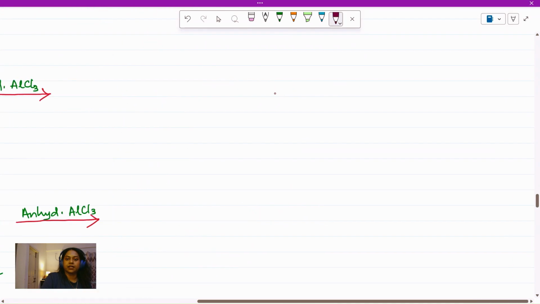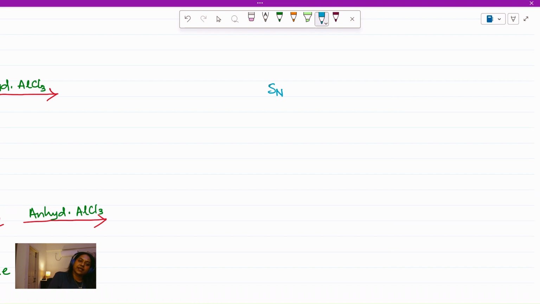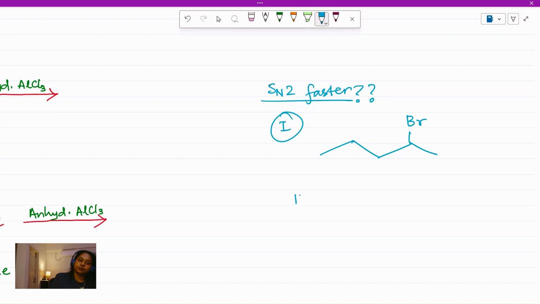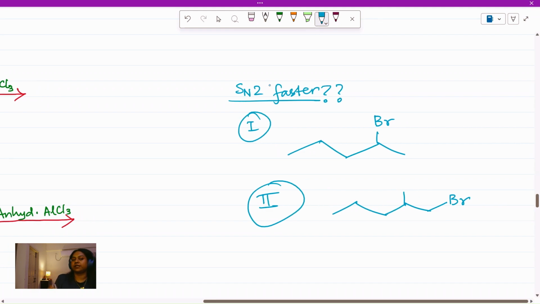If you watched the video in its entirety, I'll give you one question. Which will follow SN2 faster? I'll give you two molecules. This is molecule 1. This is your first molecule, and this is your second molecule. You need to answer which of these will react faster.